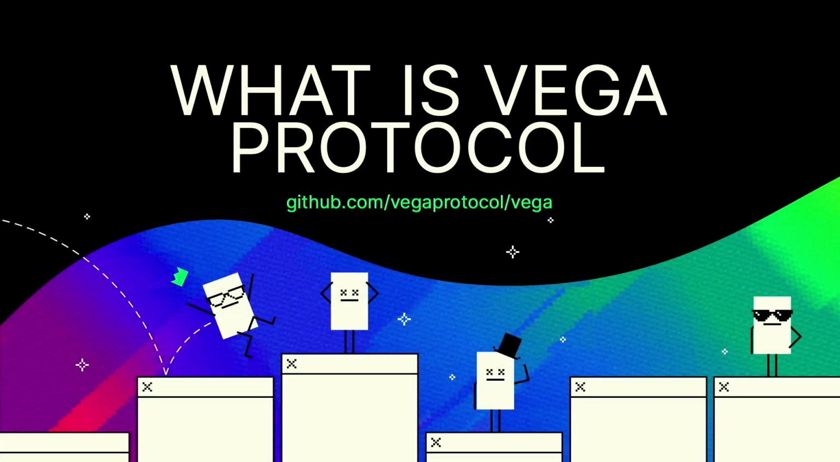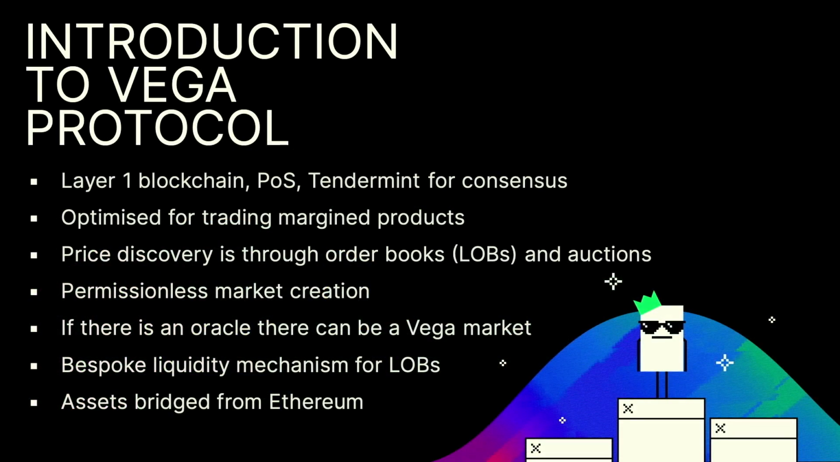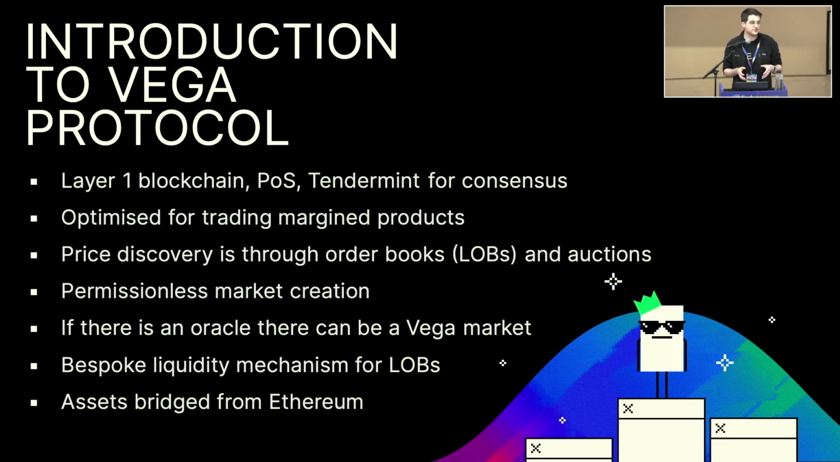So Vega Protocol itself, we're building a layer 1 blockchain. It's proof of stake. It uses Tendermint for its consensus layer, but beyond that, it's totally sort of custom processing. And the idea is that it's really optimized for trading derivatives and generally margin products. It's got a full order book system, so it's not an AMM style.